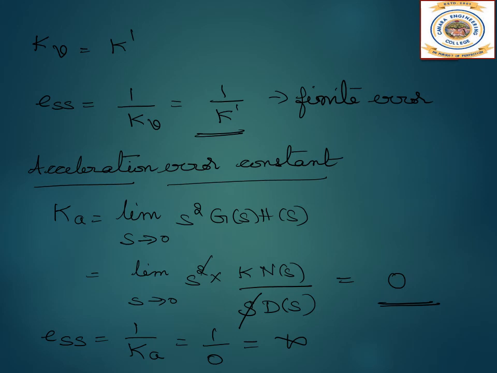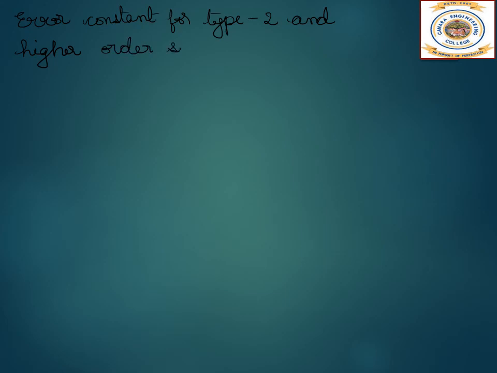So for a type 1 system, if we apply a step input, you are going to get a 0 steady state error. If you apply a ramp input, you are going to get a finite error. And if you apply a parabolic input, you are going to get an infinite error. So last thing over here, let us find the error constant for type 2 and higher order system.